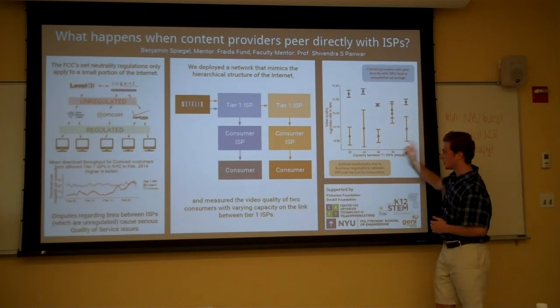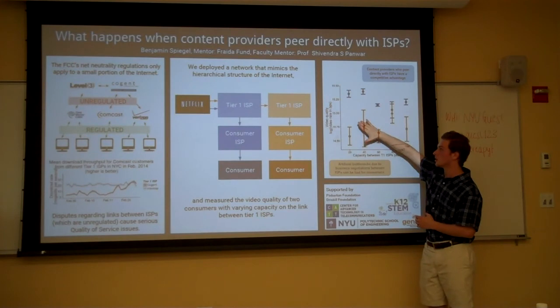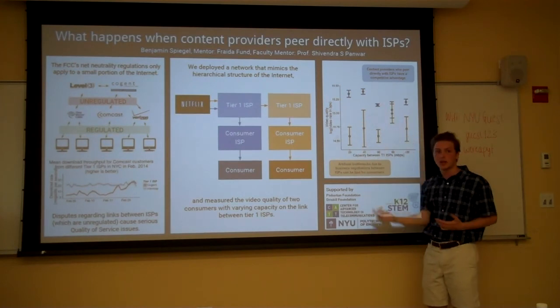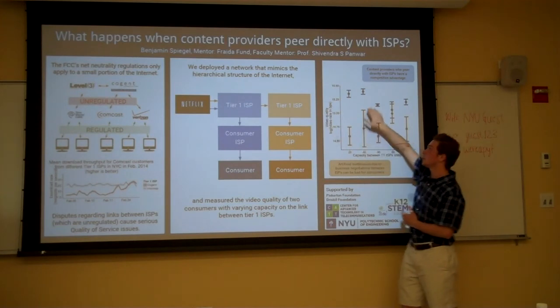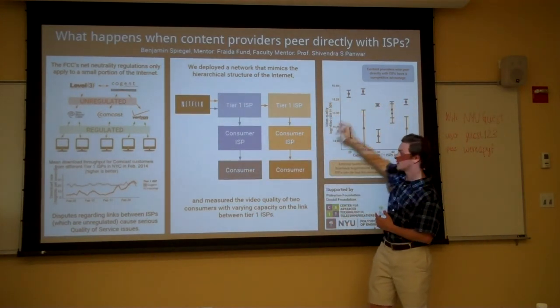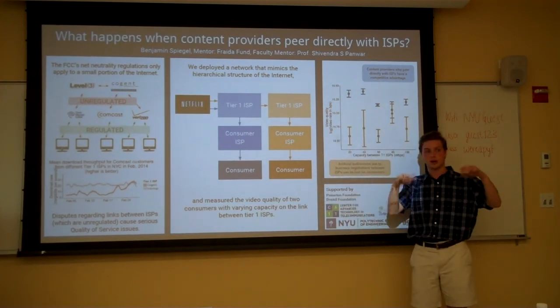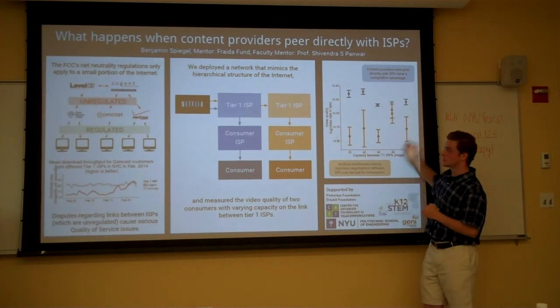So we can see that at a lower capacity, this consumer has more variance, so a less reliable connection, and also a worse connection than the direct peered ISP, which is this. So this is meant to represent the consumer that's underneath a direct peering ISP with a content provider. Does that answer your question?